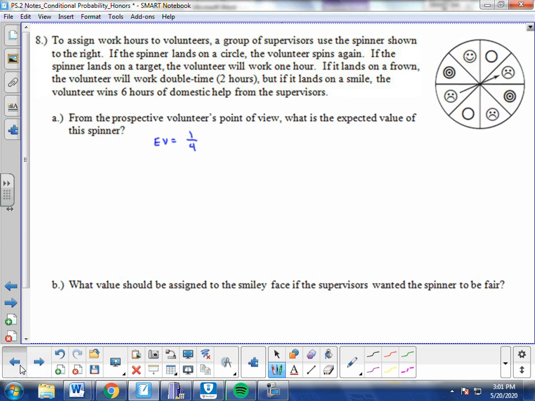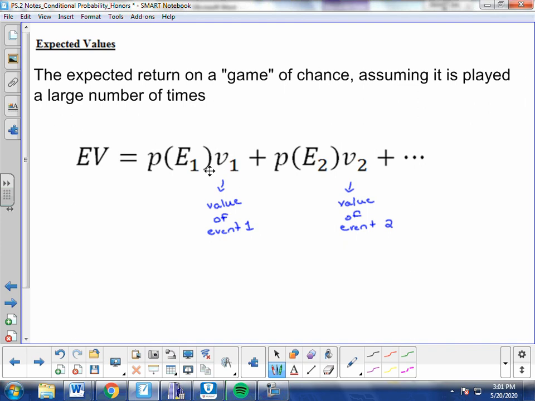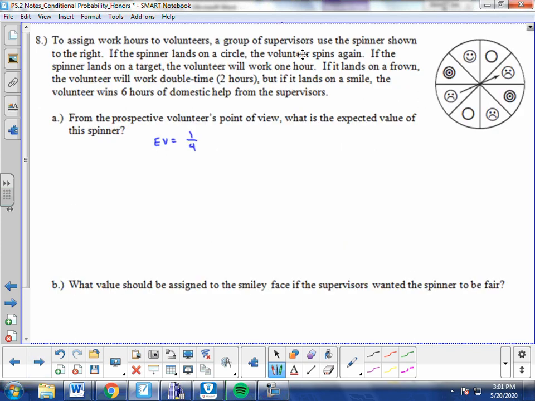And so there are 2 out of 8, or a 1/4 chance that the spinner lands on a circle. We're going to multiply that probability times the value of that event. So if it lands on a circle, nothing happens. The volunteer spins again. So this would be 1/4 times 0. So the first event, landing on a circle, doesn't really have any contribution. The second event is that it lands on a target. So we can see there's 2 targets on this spinner, so a 2 out of 8 probability, or a 1/4 probability that it lands on a target. The volunteer will work 1 hour.